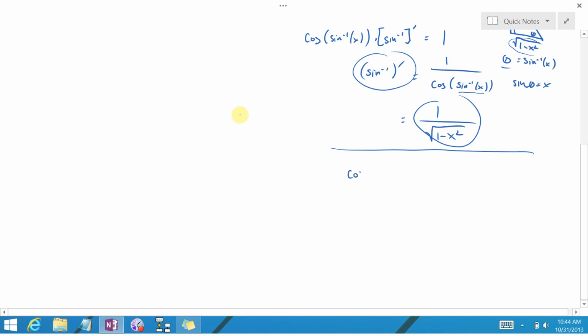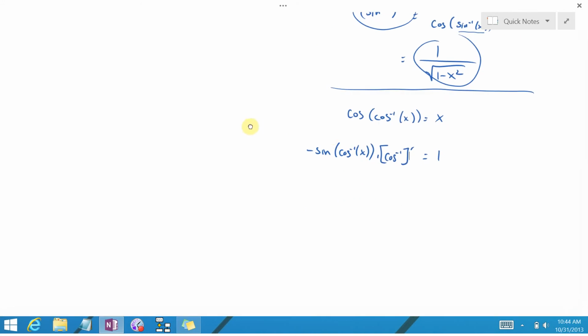So again, same game. Cos of the inverse cos of x is just x, and you take the derivative of both sides, you get 1 equal to, the derivative of cos is just negative sine, so this is negative sine of cos inverse of x times the derivative in which we're interested in, cos inverse prime. Or in other words, cos inverse prime is equal to, just dividing, negative 1 over, so there's a minus sign that moved over, sine of cos inverse of x.